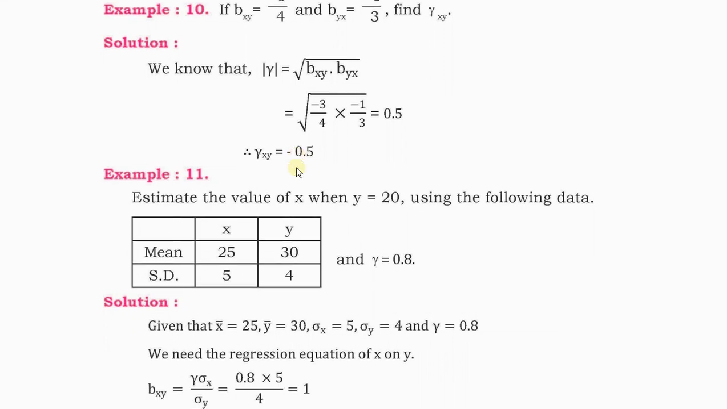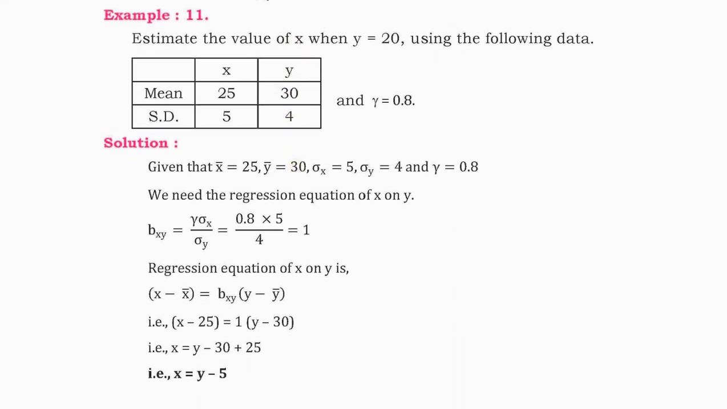Similarly, estimate the value of x when y is equal to 20 using the following data. So x and y, both the values are given. For them the mean and standard deviation are given and the correlation coefficient is also given. We know that the x on y equation is given by x minus x bar is equal to bxy into y minus y bar, where bxy is equal to the correlation coefficient times sigma x by sigma y, that is equal to 0.8 into 5 divided by 4, that is equal to 1.